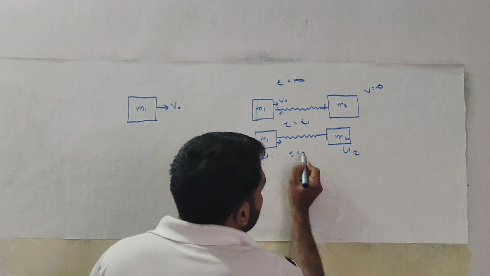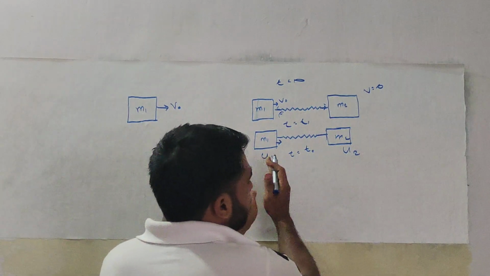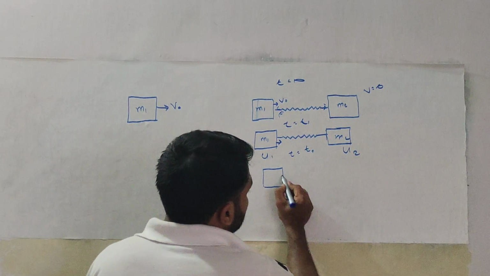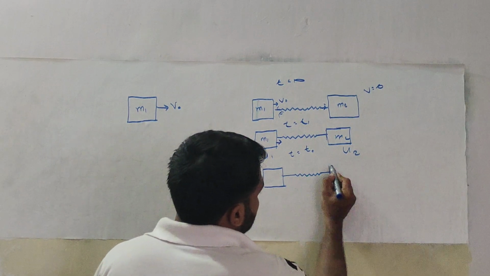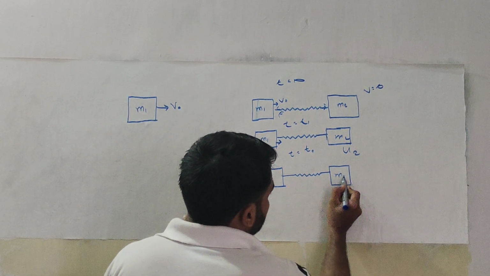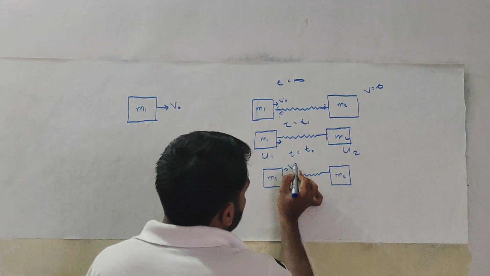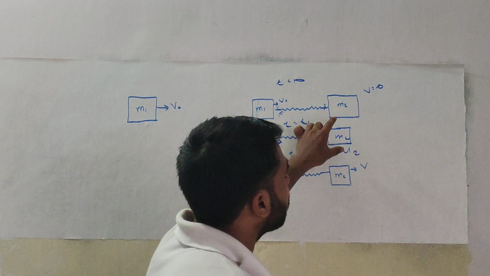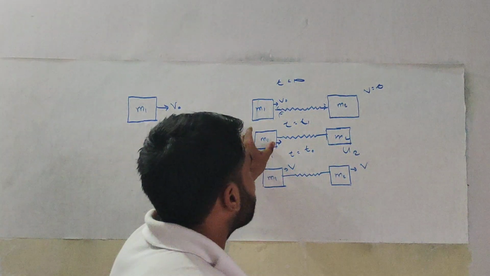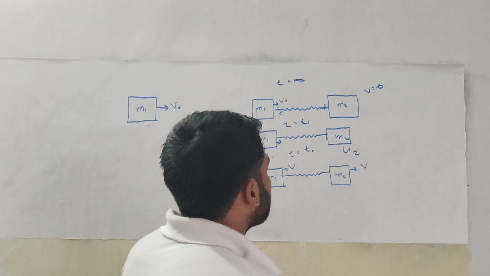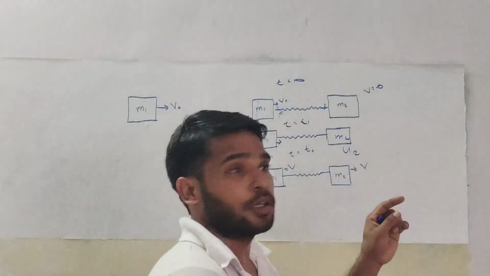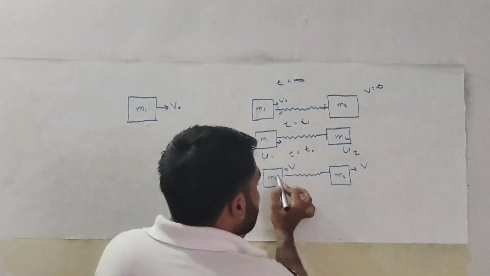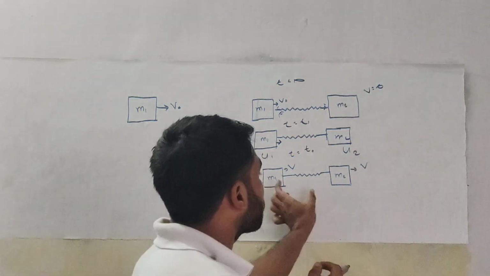Suppose at time t equals t0, the velocities of both blocks become equal. Here it is moving with velocity v, and here it is also moving with velocity v. Why? Because the spring is applying a force on that block, so its velocity keeps increasing, and here the force is opposite to the velocity, so its velocity keeps reducing. So there will be a time when the velocity of both blocks becomes equal. At that instant the length of the spring will not be able to reduce further, because both blocks are moving with the same velocity.